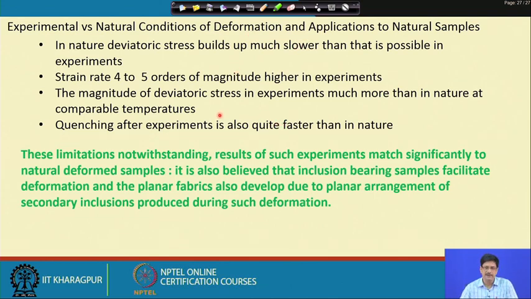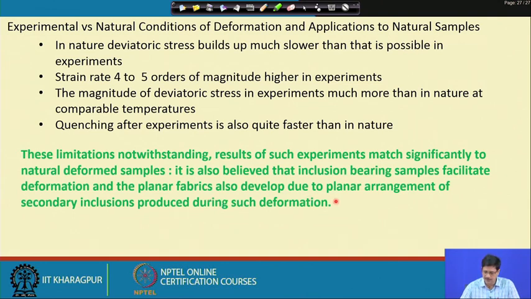So, this faster quenching also gives rise to some other kind of features on the samples, such as some later horizontal cracks. Of course, they can be distinguished, because there will not be any fluid inclusions entrapped in such cracks, which develop in the process of rapid quenching. So, these limitations notwithstanding, results of such experiments match significantly to natural deformed samples.